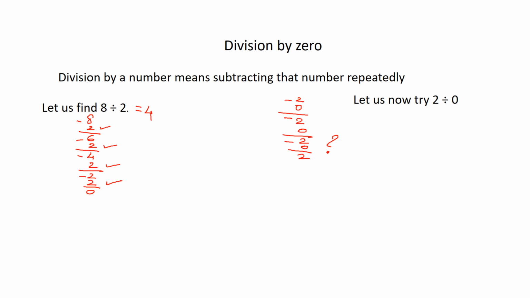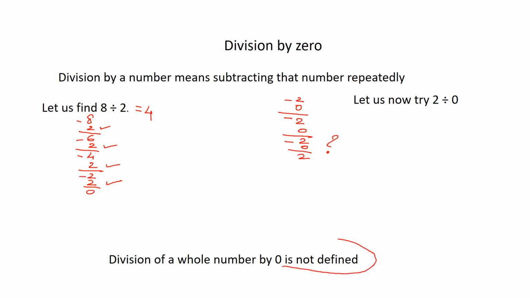Therefore, we say that division of a whole number by 0 is not defined. Okay? You have to learn this word, not defined. You don't say that it is not possible. The word used in maths is it is not defined. Division by 0 is not defined.